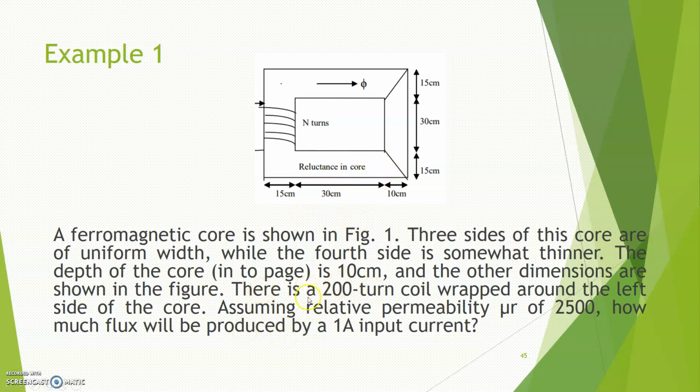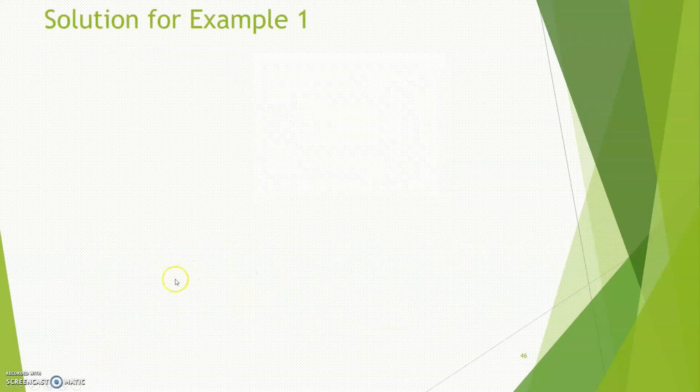There is a 200 turn coil wrapped around the left side of the core, so here you have a coil with N equal to 200. Assuming the relative permeability mu r is equal to 2500, how much flux will be produced by a 1 ampere input current? This is the question: you need to determine the flux produced when you apply 1 ampere input current. Let's go to the next slide to see the solution.